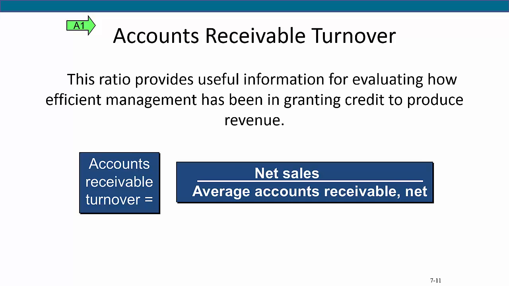If a company offers terms of net 30 days on their sales, then one would expect the turnover to be approximately once a month or 12 times per year. This ratio should be monitored closely by managers to compare the company's performance from period to period or with other companies in a similar industry.